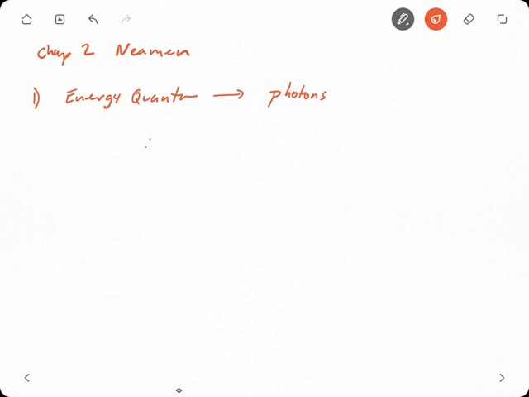So light particles. And I don't mean the opposite of heavy, I mean electromagnetic waves. So there were two experiments that showed that this was a real concept that needed to be accepted. So the first one is the photoelectric effect.